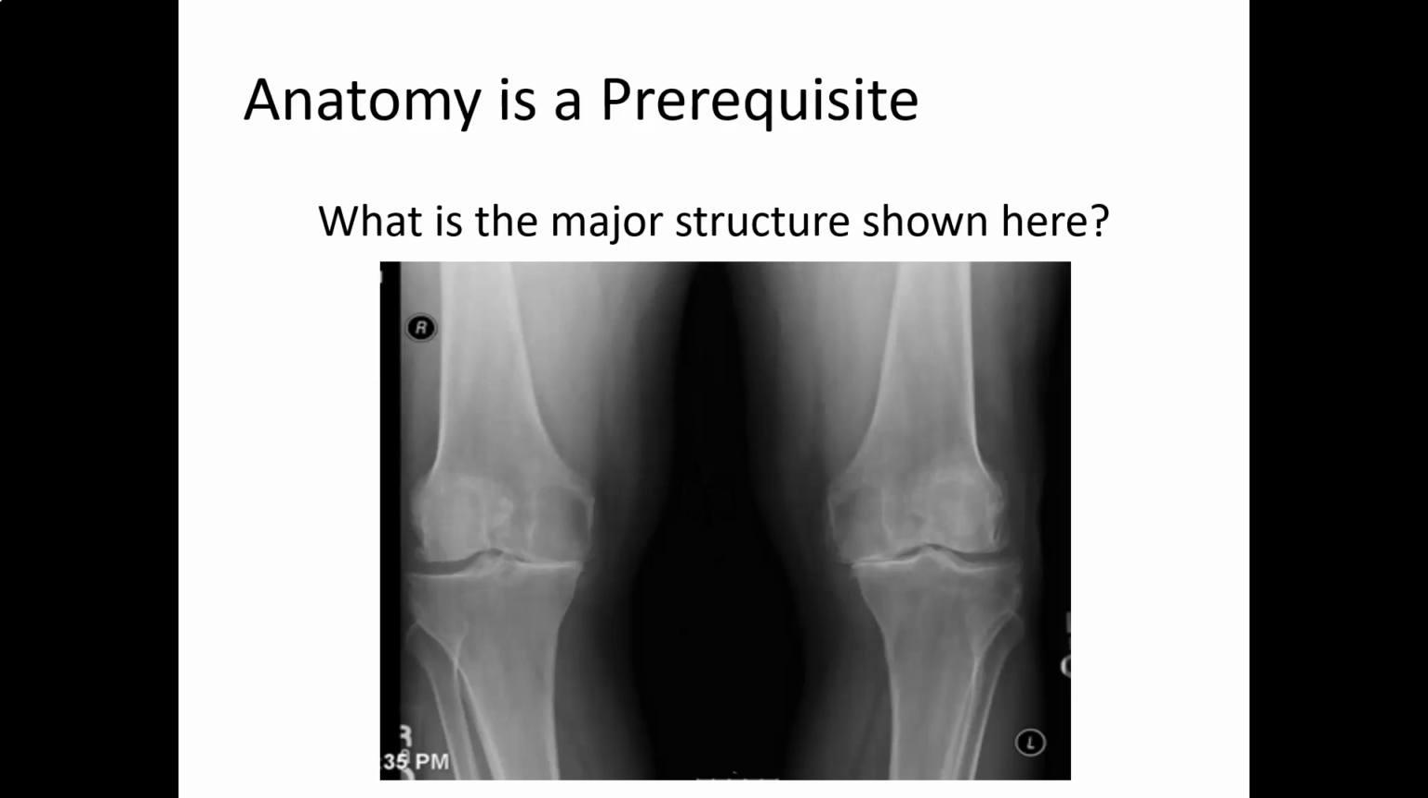So looking at this slide, since anatomy is a prerequisite, what is the major structure shown here? Looking either here or here, you would say, oh, that's the knee. So for the knee joint, we have the femur and the tibia and the fibula over here. And what do you notice about this picture? You don't see anything wrong with it.